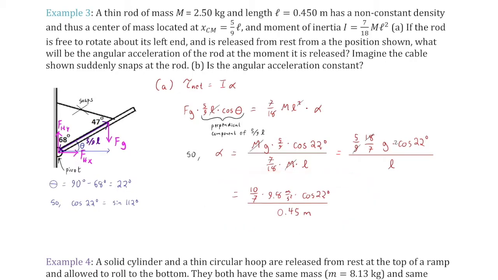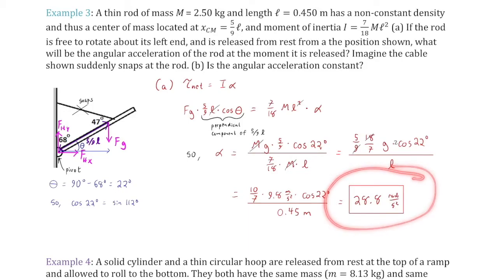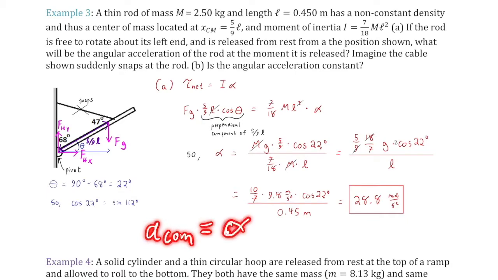Okay, and then I'm going to go ahead and find out what that is numerically, and it's 28.8 radians per second squared. That is the angular acceleration. I could very well ask for, and you could very well solve for, the translational acceleration of any point. You could say find the translational acceleration of the center of mass. So a_com would just be alpha times 5/9 L.